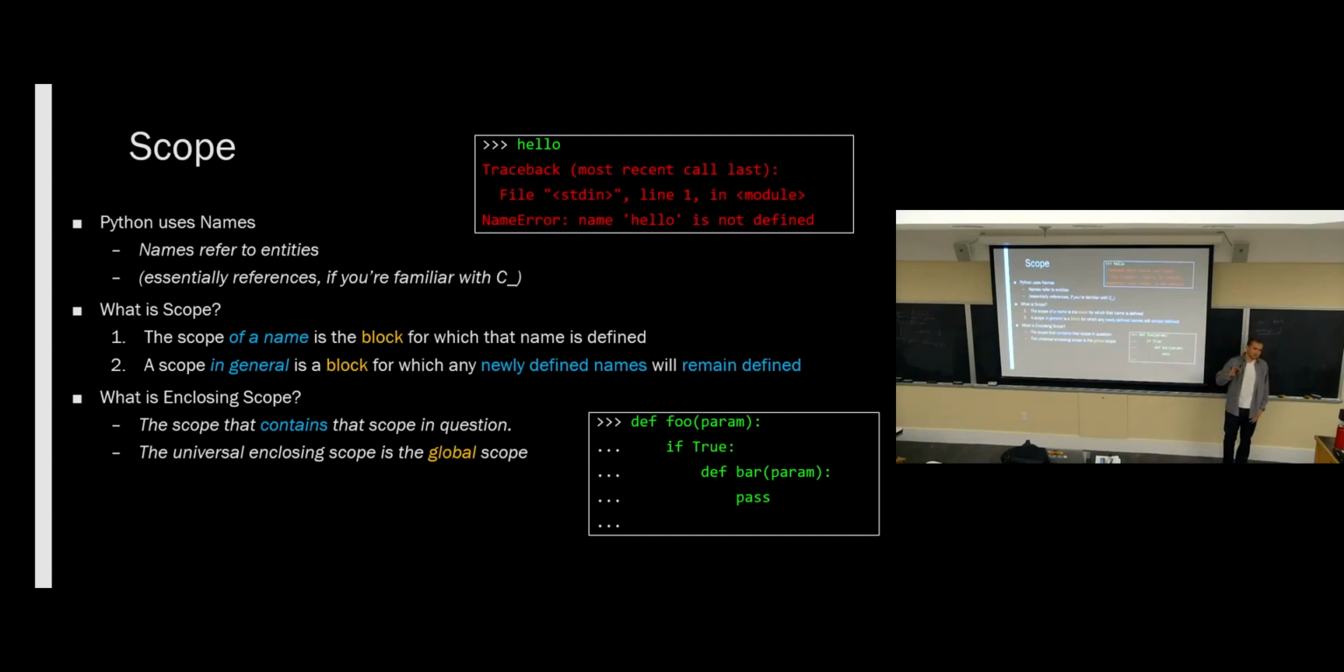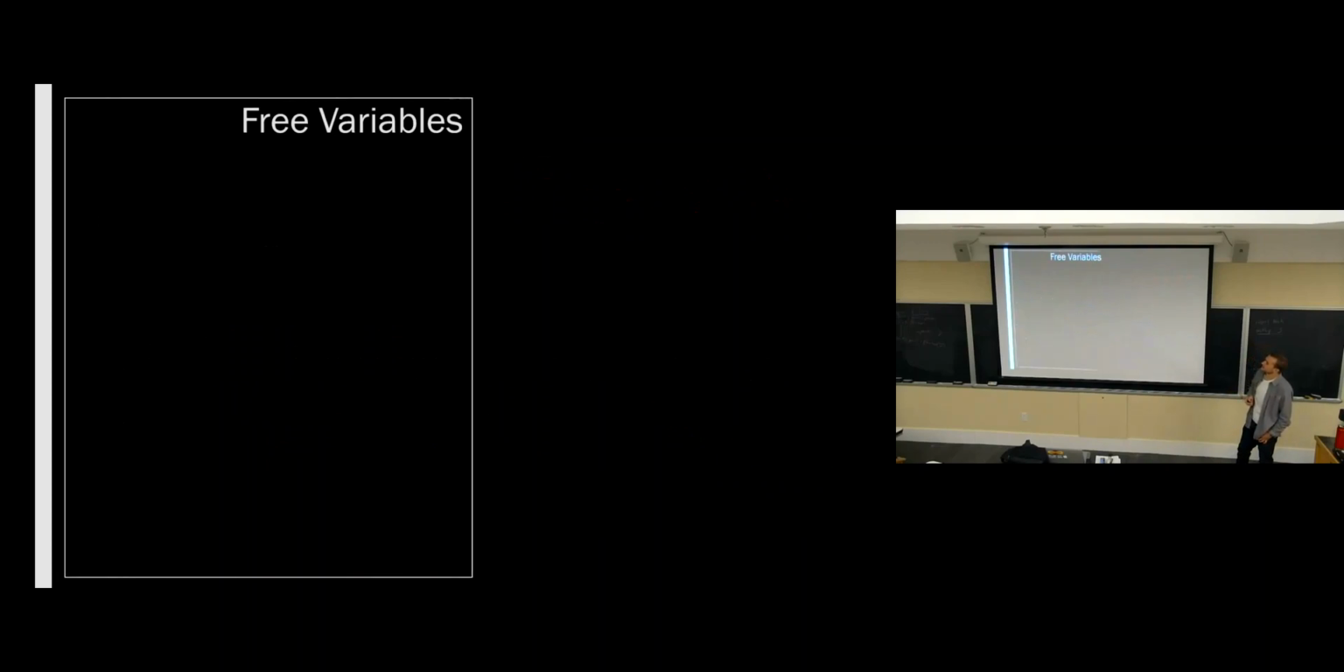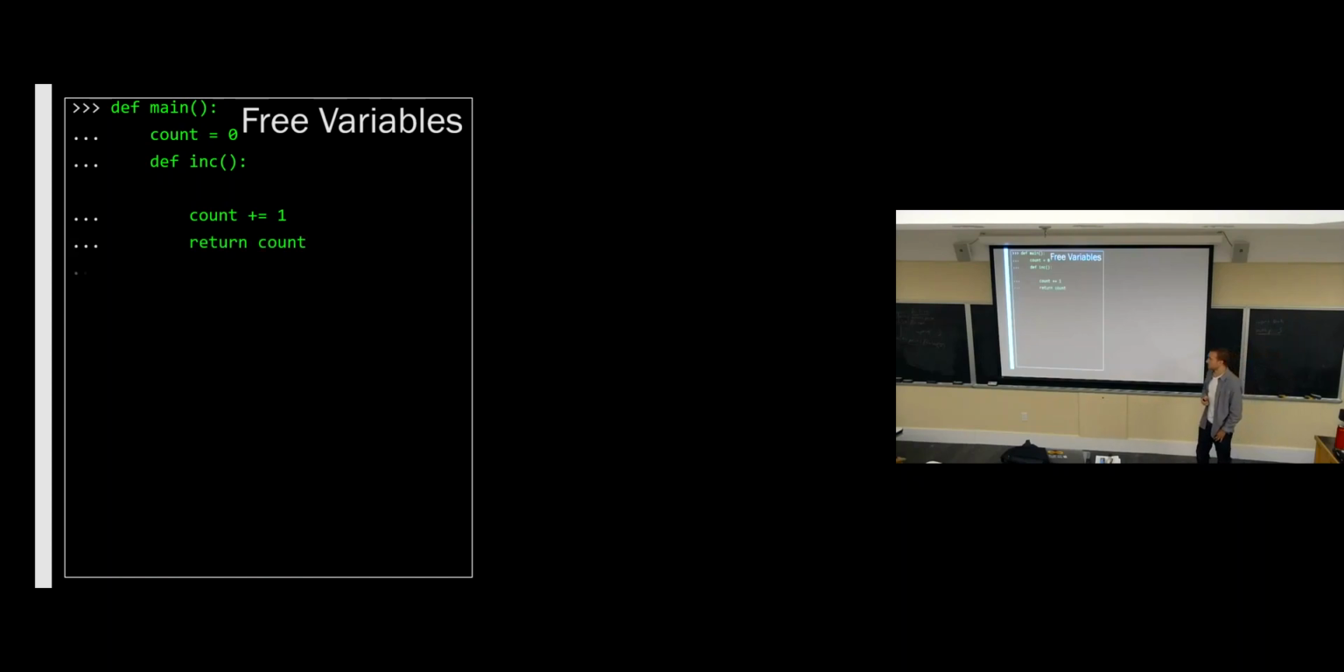So the point here is that you can define functions inside of functions, and that's going to become a little mind-blowing here in about 20 seconds. Oh, maybe more than 20 seconds. All right, first, free variables. So let's say we've got a main function here. We've got a count, and we've got an increment function that increments the count and returns it. And then we're going to print out the result of calling inc, and then print out the result again. All right, we're going to call main.